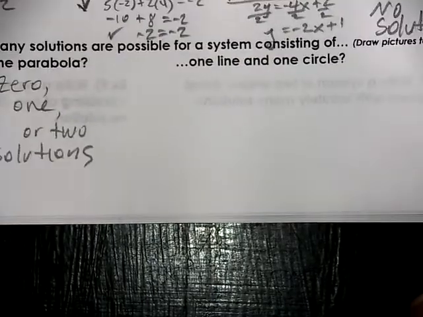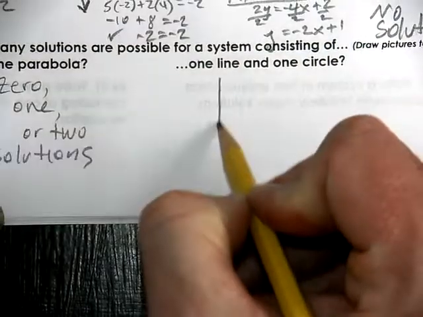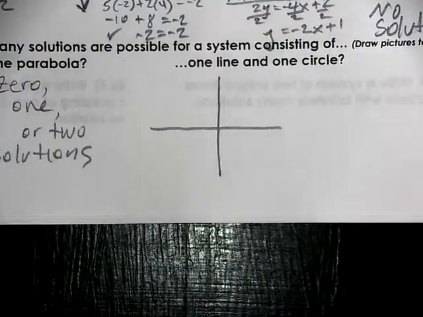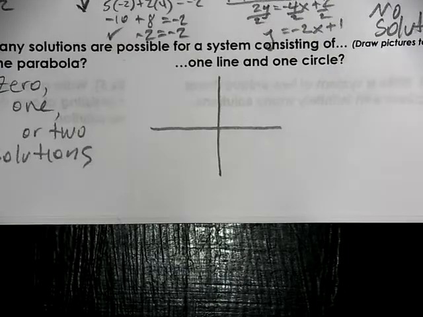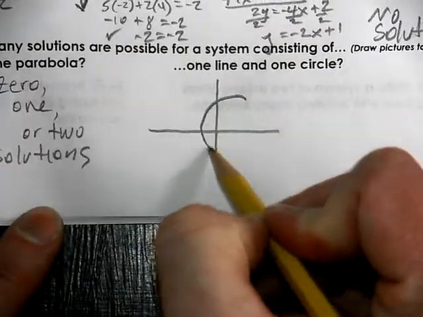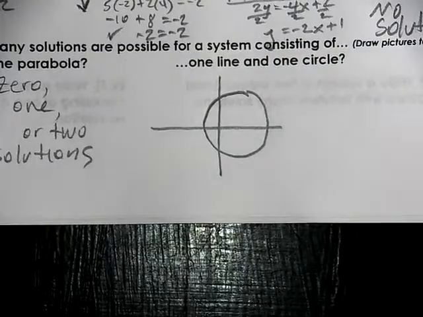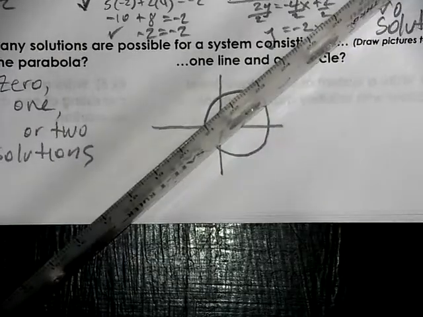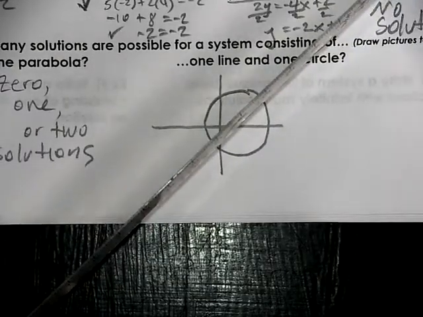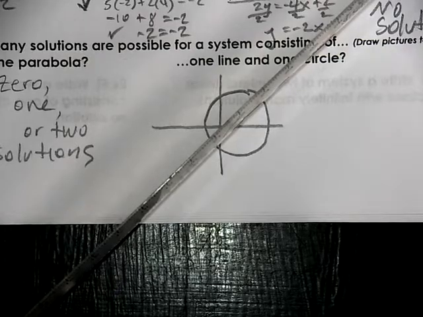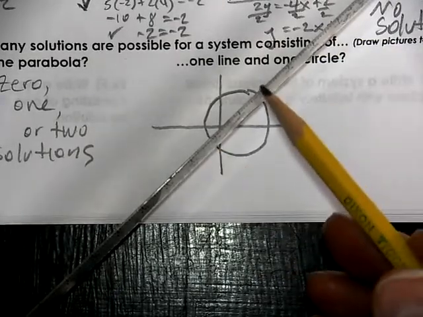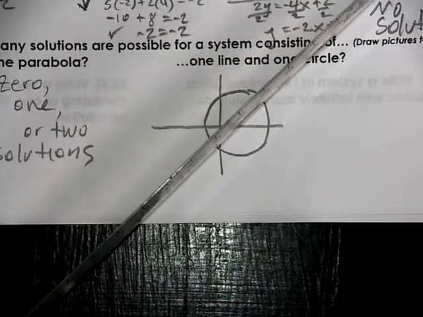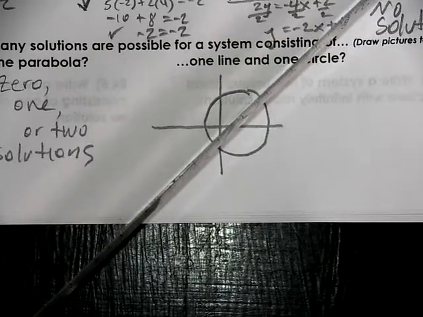What if we have a line and a circle? What's that going to look like? You're going to have a circle. What about the line? It could clearly go through it. What type of line do we call that goes through a circle twice in two different spots? It's called a secant. A secant goes through a circle twice.